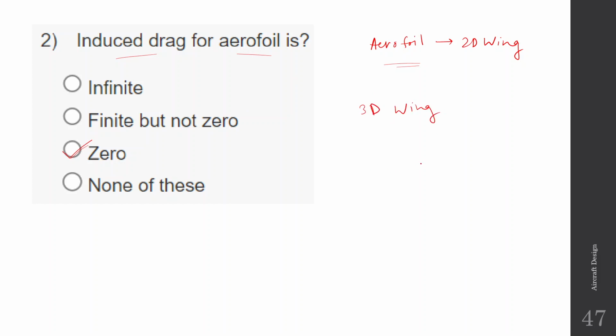So in case of a 3D wing, the wing is terminated at some point, right? If we assume this is the aircraft body and this is the wing, the wing has to end somewhere. This is not an infinite wing. So if we assume that this is a wing, below the wing we have high pressure and above the wing we have low pressure. Near the tip of the wing, this high pressure air leaks and comes to the upper surface.